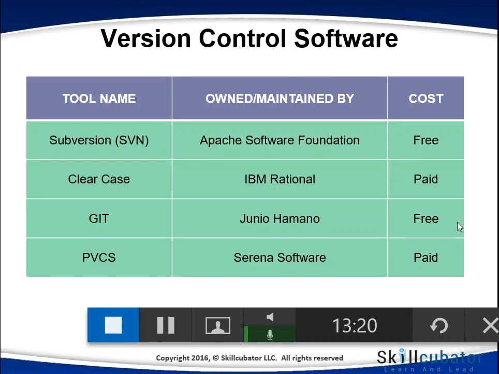Some of the tools we can look into is the Subversion SVN, which is owned by Apache Software. It's free. It's an open source tool. You can download it and try it out. Then we have the Clear Case, which is from IBM Rational. It's a paid tool. We have the Git. Again, that's a free tool. And then we have PVCS, which is from Serena. That's again a paid tool. So these are like popular version controlling tools.